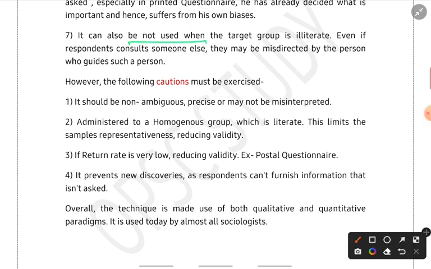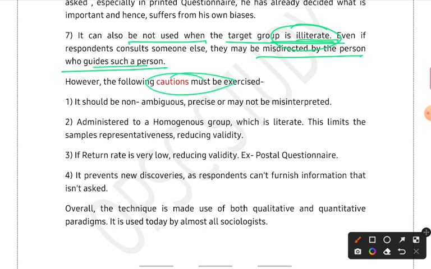It can also not be used when the target group is illiterate. Obviously, when people don't know about that particular institution and you are trying to ask them about it, their response, or whatever data the researcher collects based on that, will not be very valid or very reliable, because the illiterate are persons who do not know about the institutions involved in it. So this might happen. They might be misdirected by the person who guides them.